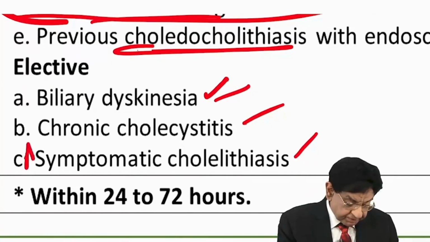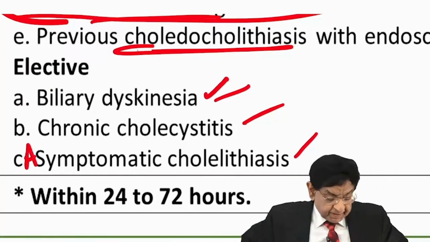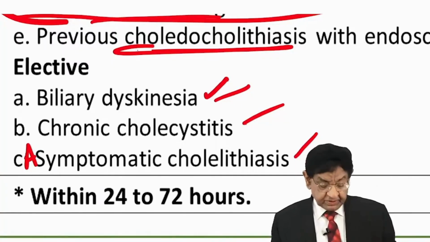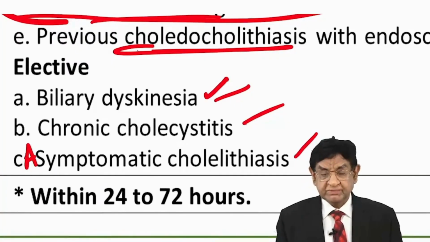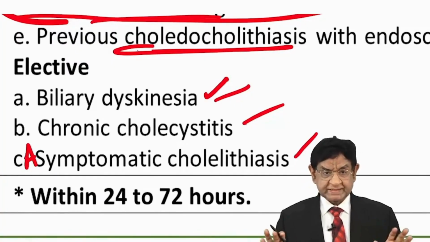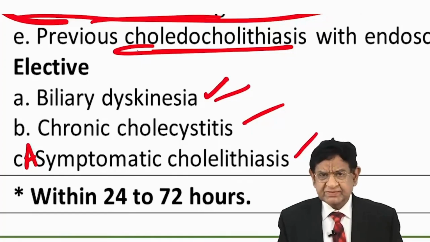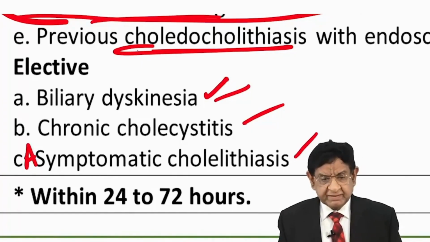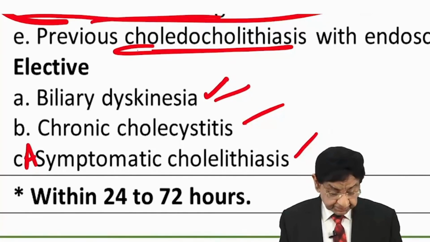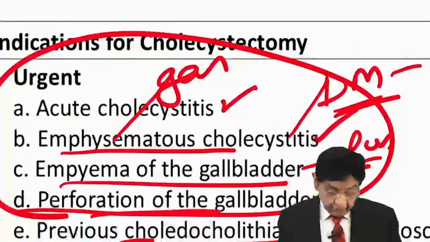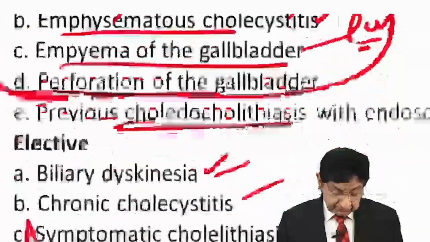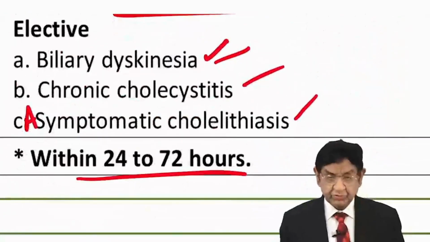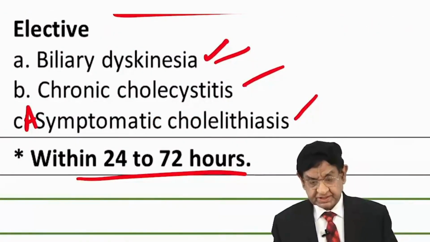Asymptomatic cholelithiasis: the patient has no symptom, but the stone is there. In such cases, we are not in a hurry. We can plan elective surgery. Acute cholecystitis, as I told you, means within 72 hours.